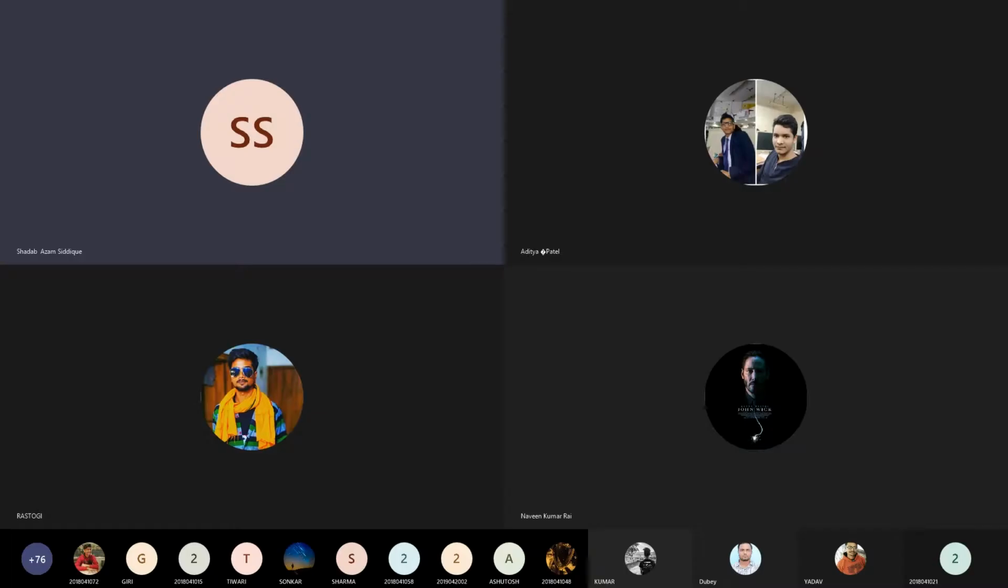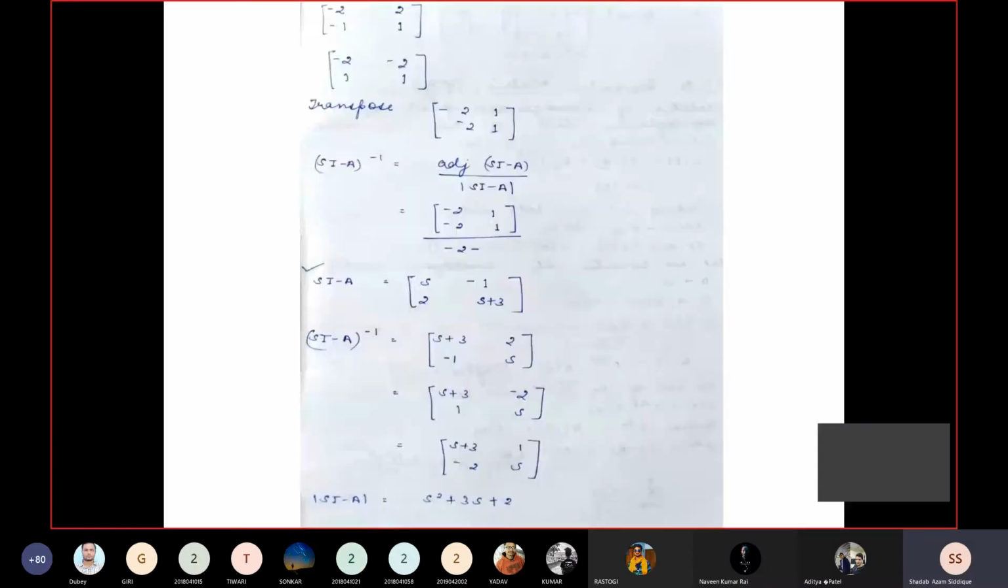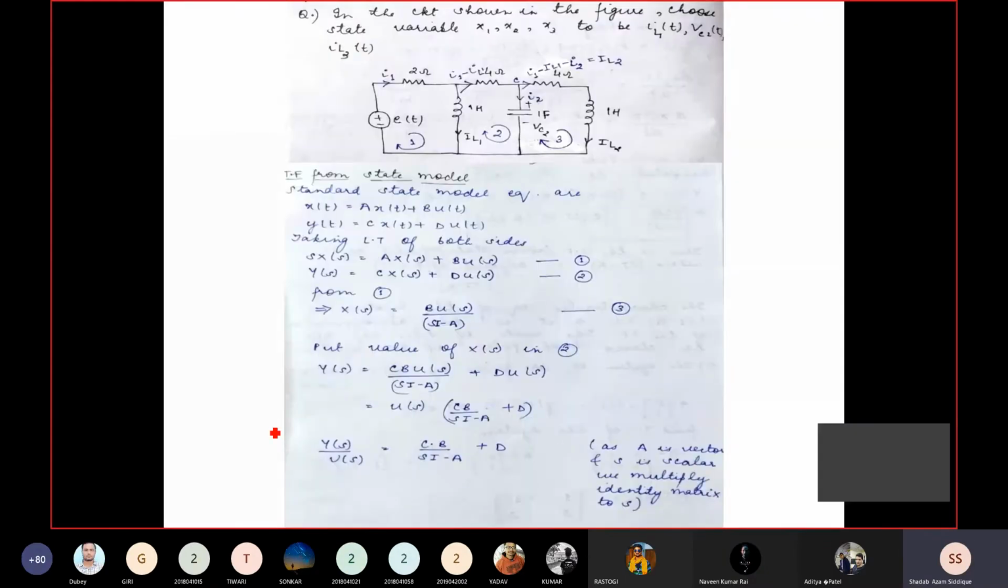Based on the electrical circuit which was given, I hope you would have solved that question. You have gone through this, I hope, and it is also given in the notes. You can go through this and try to solve the question and find the answer.